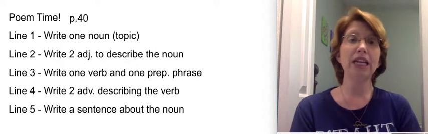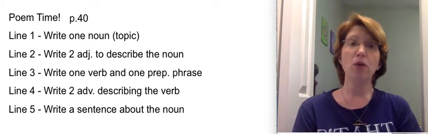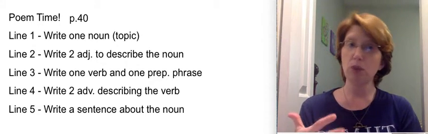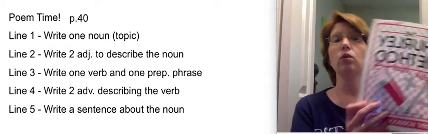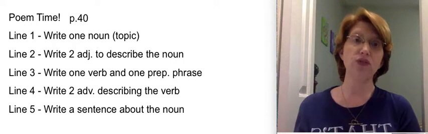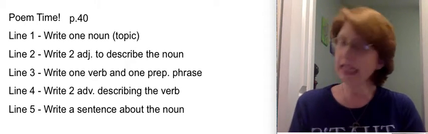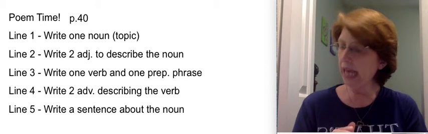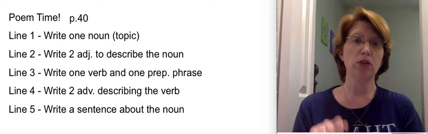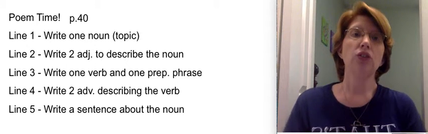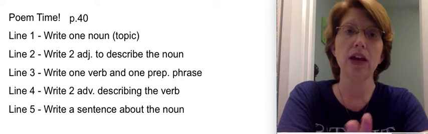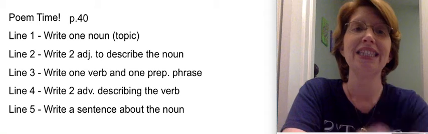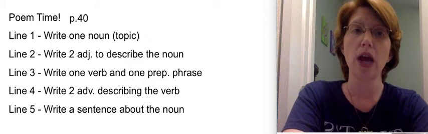So, the first one is a poem, and the description of this poem is in your book, this white book, on page 40. And this is exercise 4 on that page. And it tells you exactly what you're supposed to write on each line. So don't make up your own thing. We are writing poems, but this is the specific way I'm asking you to write it.